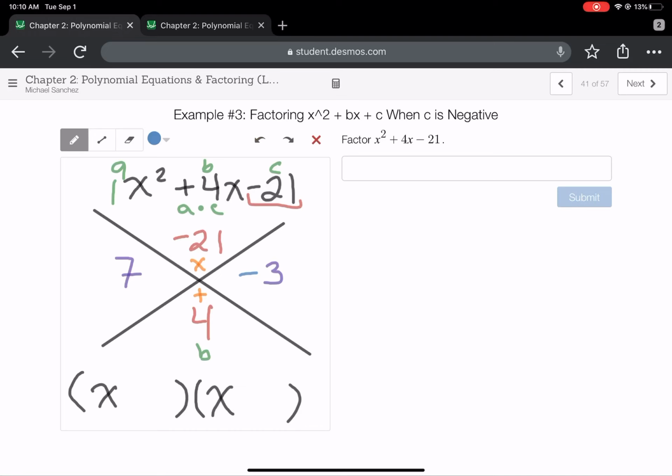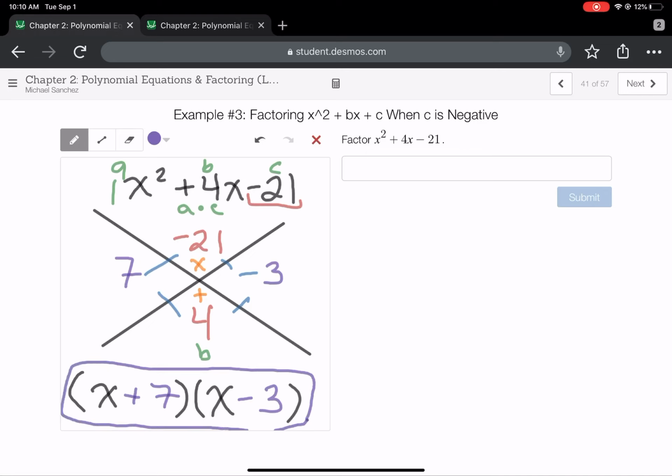So now that I've confirmed that it goes both ways, all the way around, I can fill that into my table, into my binomials. So I have x plus 7, and x minus 3. Okay, so this is the factor for x squared plus 4x minus 21.